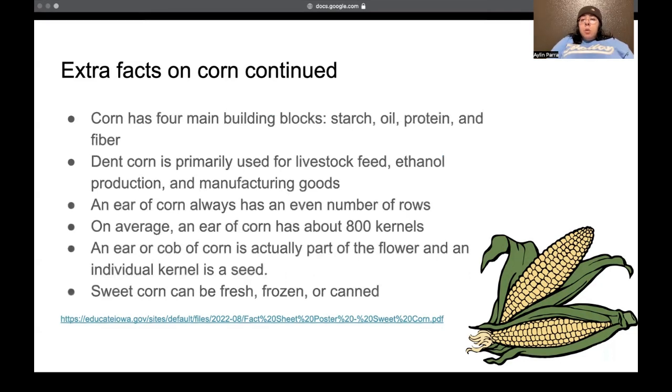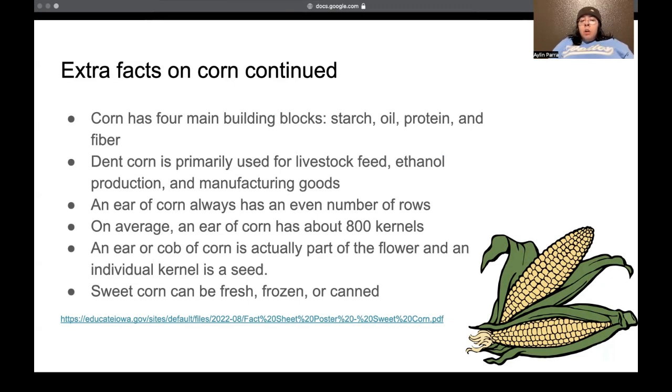More extra facts on corn: corn has four main building blocks, which consist of starch, oil, protein, and fiber, which makes corn very versatile and indispensable. Dent corn is primarily used for livestock feed, ethanol production, and manufacturing goods.